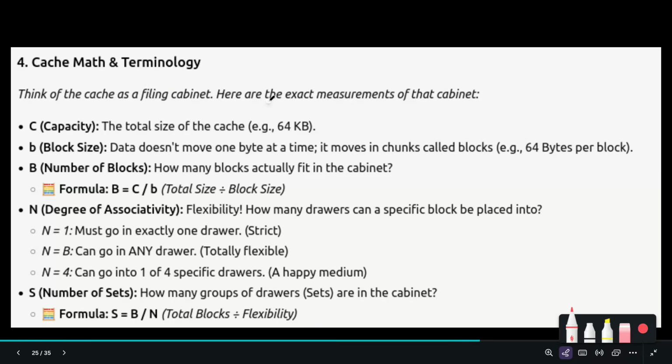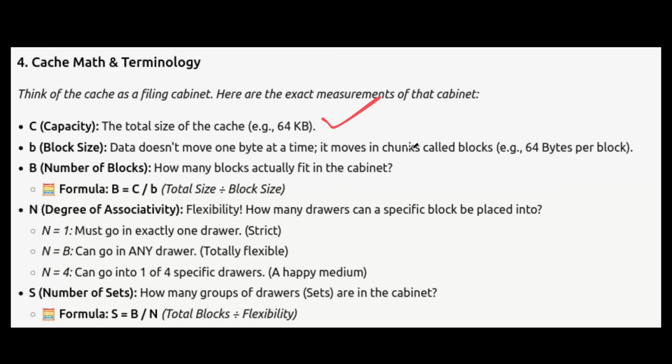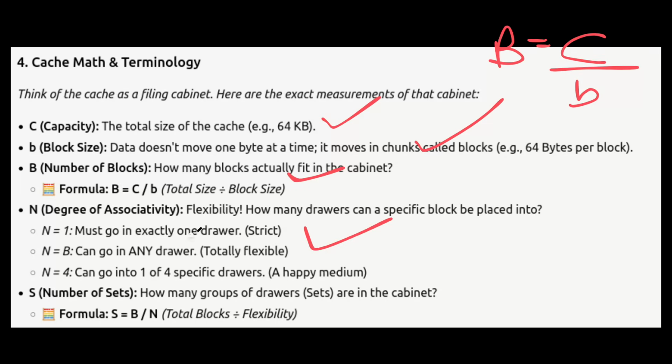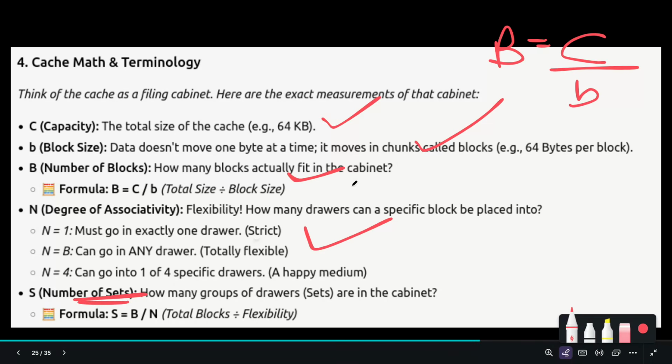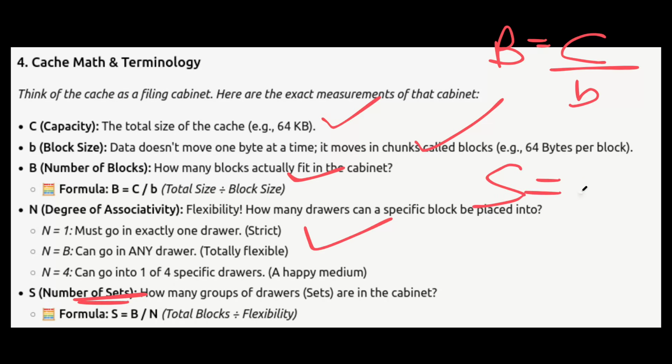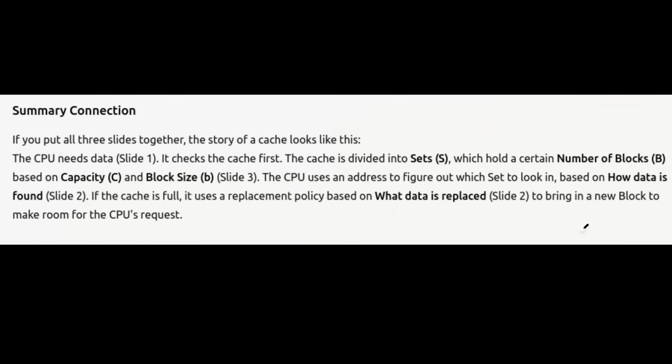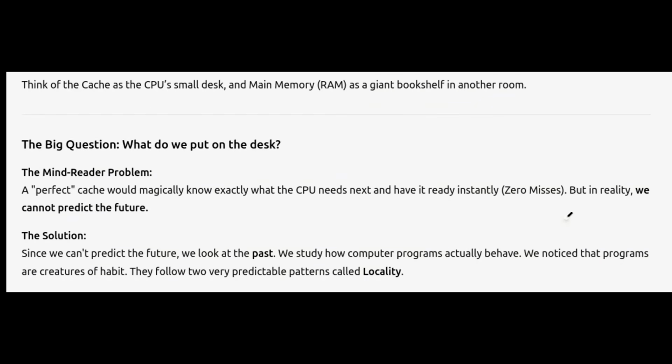So right now we have discussed what capacity is, what block size is, and the number of blocks, which we calculate as the total capacity divided by the block size. Then N, the degree of associativity. And then the number of sets, S, which is the total number of blocks divided by the associativity N. This much you just understand right now. This is the basic terminology which is used in the cache.